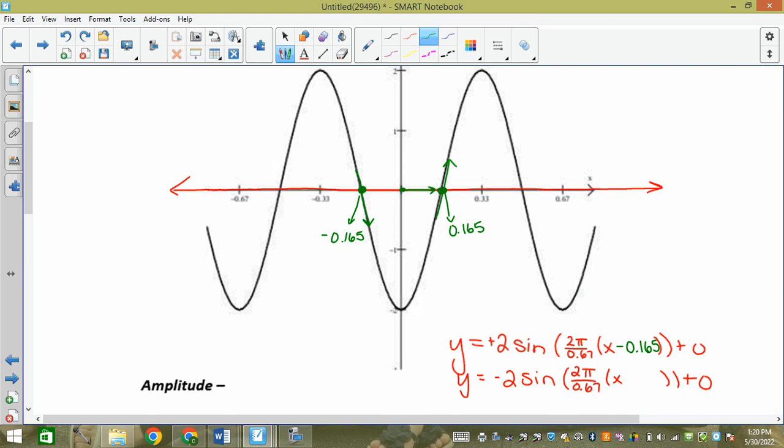And then this one moved 0.165 to the left. You do all the next ones, see if you can get the c values for sine.